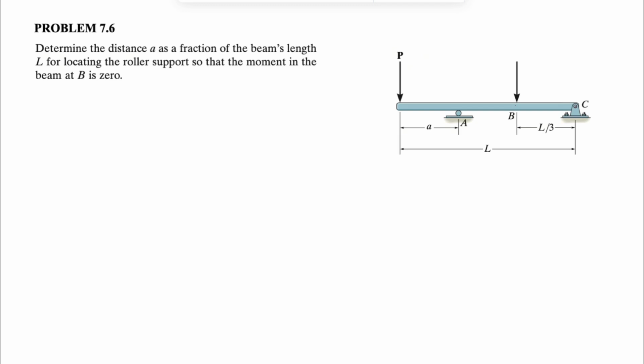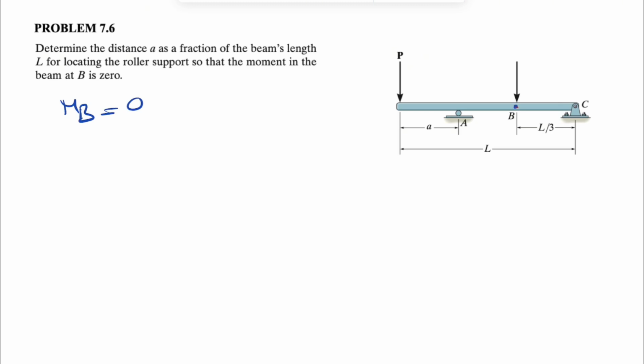In this one, we need to determine the distance A as a fraction of the beam's length for locating the roller support so that the moment in the beam at point B is 0. So what we want at the end is that the moment at point B, we can call it MB, has to be 0. It's the bending moment at point B.